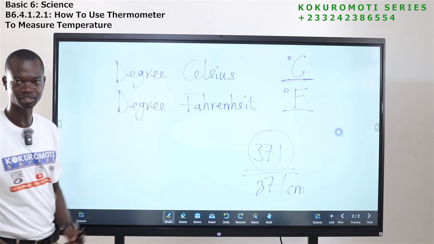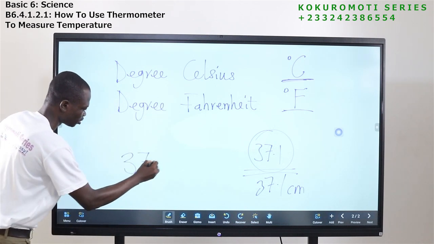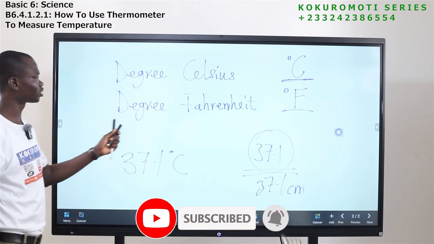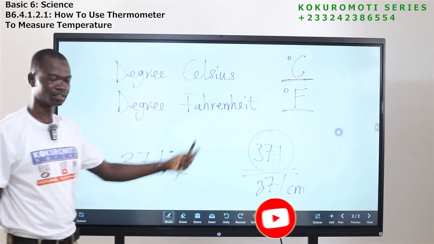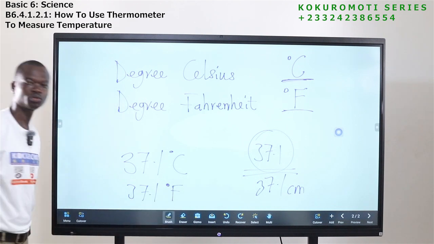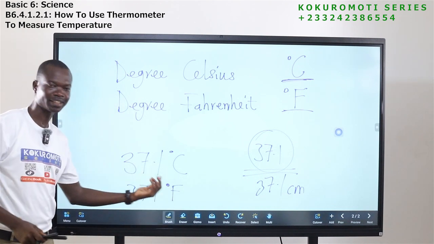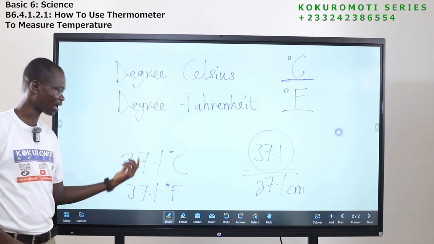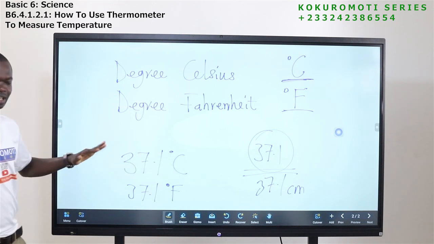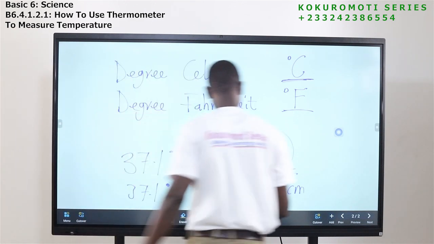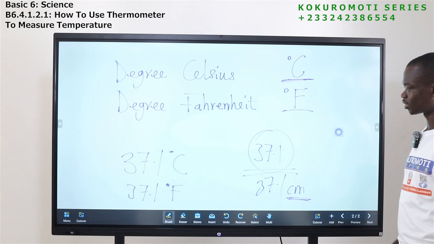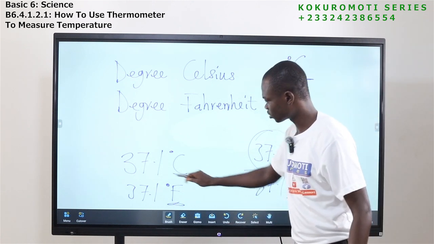So if you are using the Celsius scale, after writing your 37.1, then you bring degrees Celsius. If you use the Fahrenheit scale, you write 37.1 degrees Fahrenheit. So depending on the scale that you use, you write it after the number. And this tells you that this is temperature, this is also temperature. This is not temperature, though it is 37.1, because of this. This is temperature because of this.